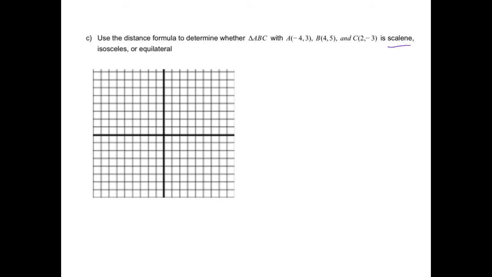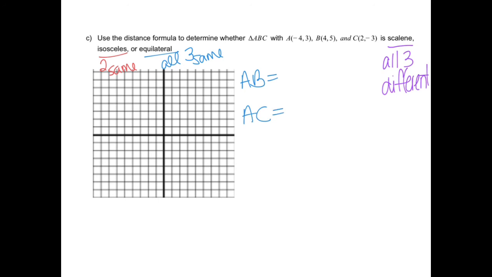And when we have scalene, it means that we would want all three are different. If we found the distances between the 3 points, then we would want all three of them to be different in order for it to be scalene. And isosceles would mean that 2 are the same distance. And then for equilateral, it would mean that all 3 are the same. And again, when I mean all 3, I mean the distance from A to B, the distance from A to C, and then the distance from B to C.